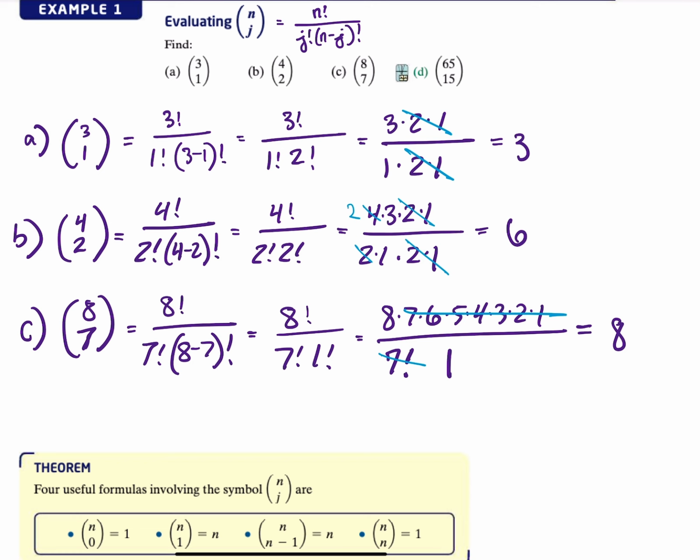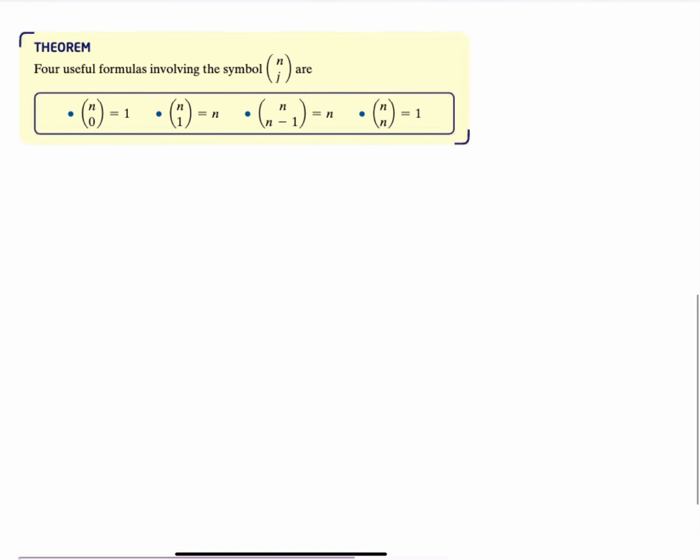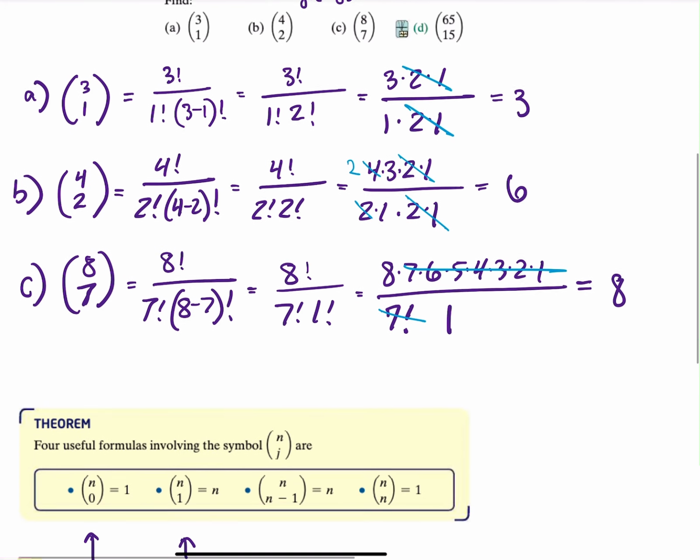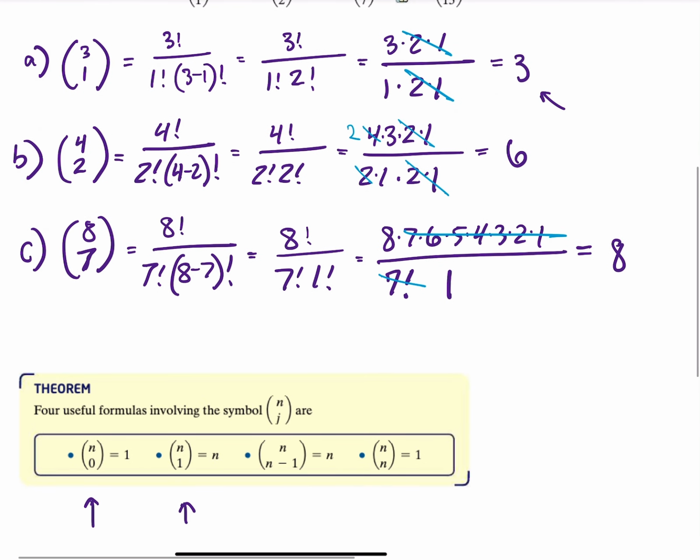So there's a few useful common themes here for this choose operation that we can use. n choose 0 will be equal to 1. n choose 1 will be equal to n. We saw that up here with 3 choose 1, we got 3. n choose n minus 1, so 1 less than it, is also equal to n. We saw that here. 8 choose 7 gave us 8. And then n choose n is equal to 1.